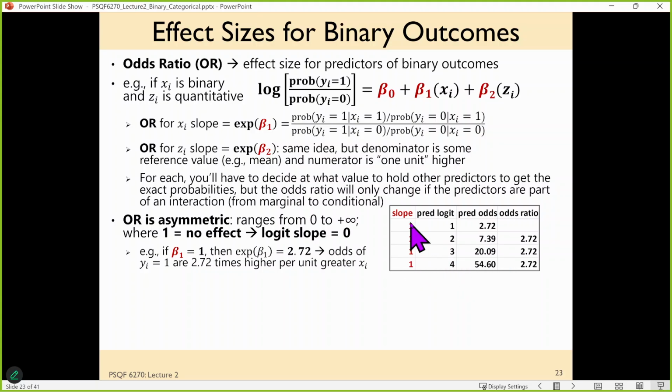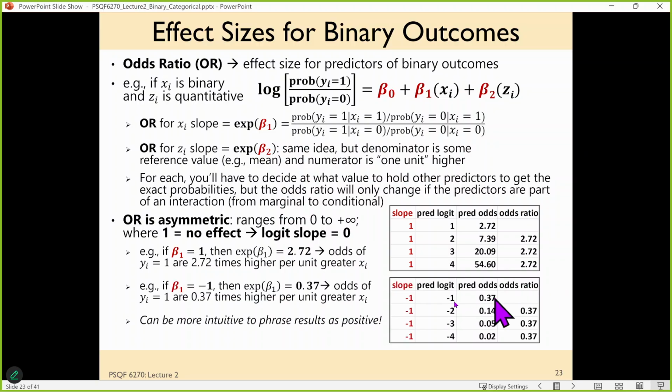So if I have a slope of 1 and I go from a predicted logit of 0 to 1, that translates into odds of 2.72. If I then multiply that by 2.72, I get to this one. Multiply it again, I get to this one. Multiply it again, I get to this one. So for every unit of x, the odds increase by a factor of 2.72. It's multiplying together. So predicted logits look like this, predicted odds look like that.